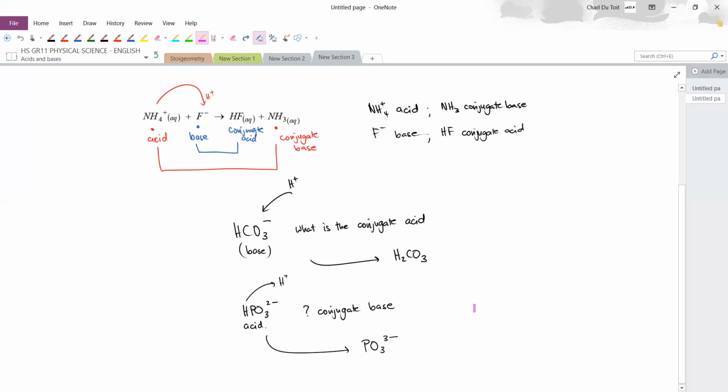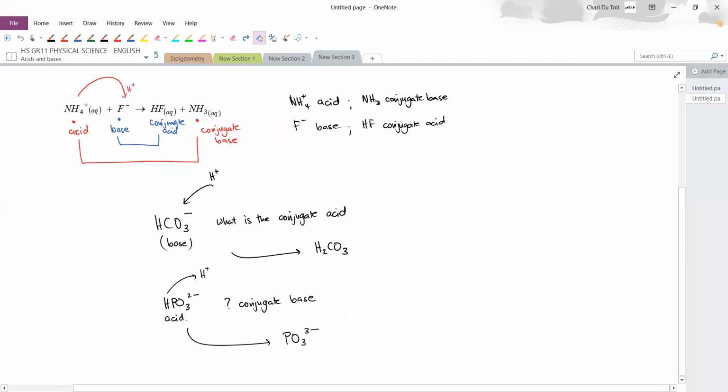Tell me when you finish. I'll show you. HCO3 negative receives an H atom. What is the conjugate acid? If you want to find the conjugate acid, it means that one must be a base. So I treat it as a base and give it a proton.